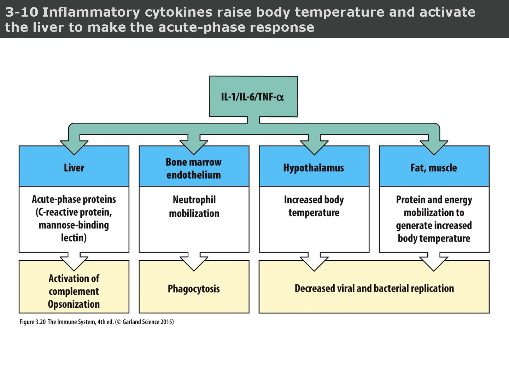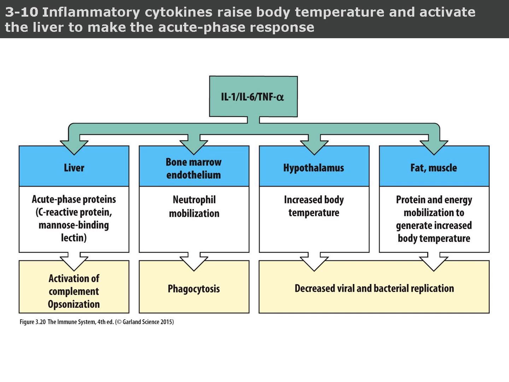In the liver, IL-1, IL-6, and TNF-alpha stimulate the synthesis of acute phase proteins such as C-reactive protein and mannose-binding lectin. These proteins play a critical role in the immune response by activating the complement system and enhancing opsonization, a process that tags pathogens for destruction by immune cells.